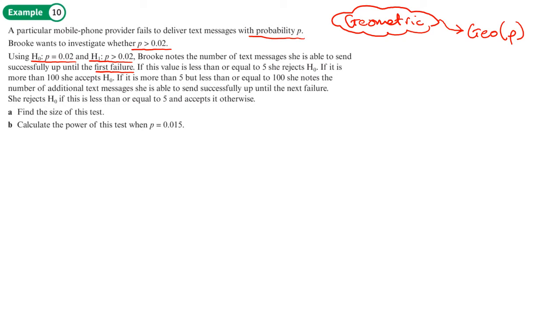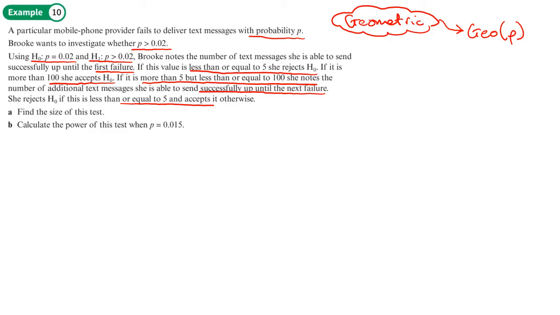If this value is less than or equal to 5, she rejects H0. If it is more than 100, she accepts H0. If it is more than 5 but less than or equal to 100, she notes the number of additional text messages she's able to send successfully up until the next failure. She rejects H0 if this is less than or equal to 5 and accepts it otherwise. Find the power of this test.